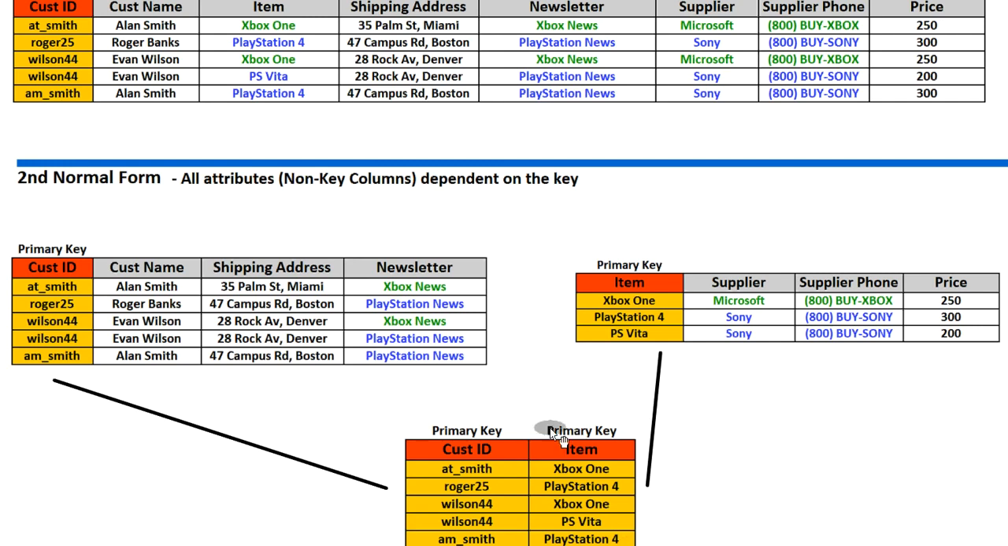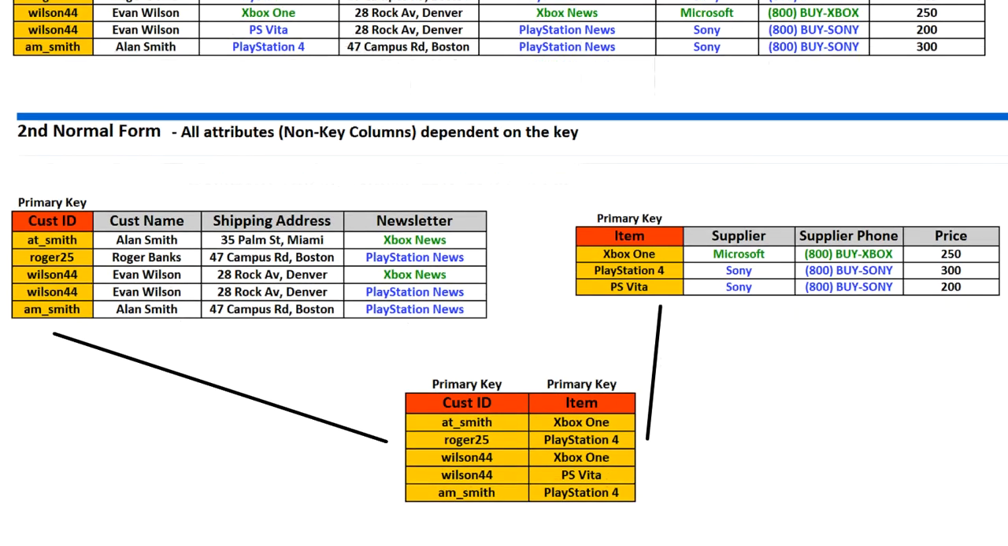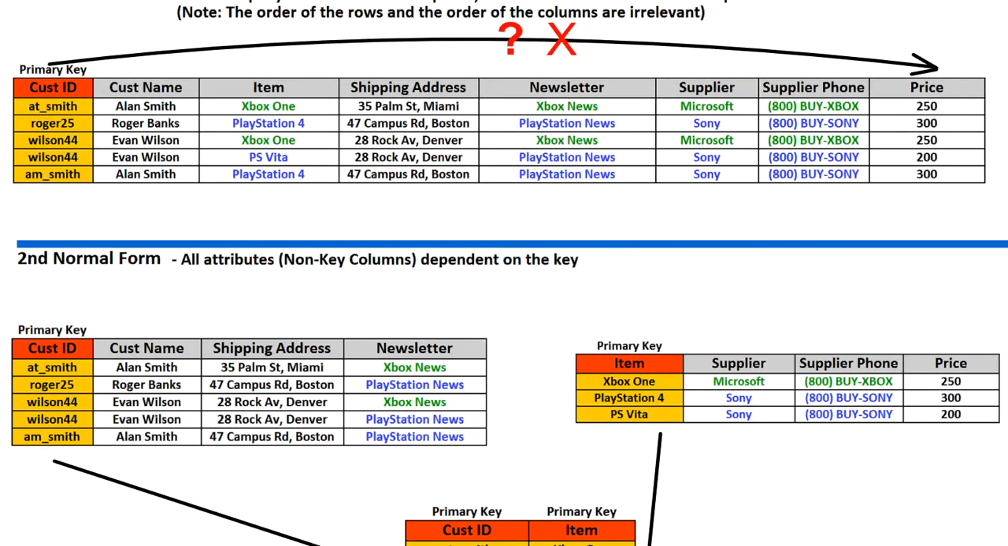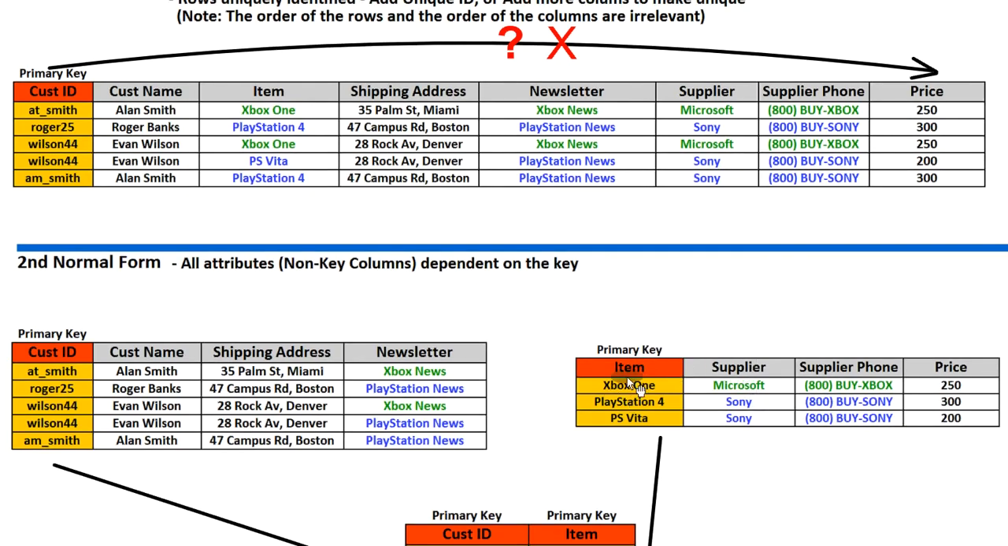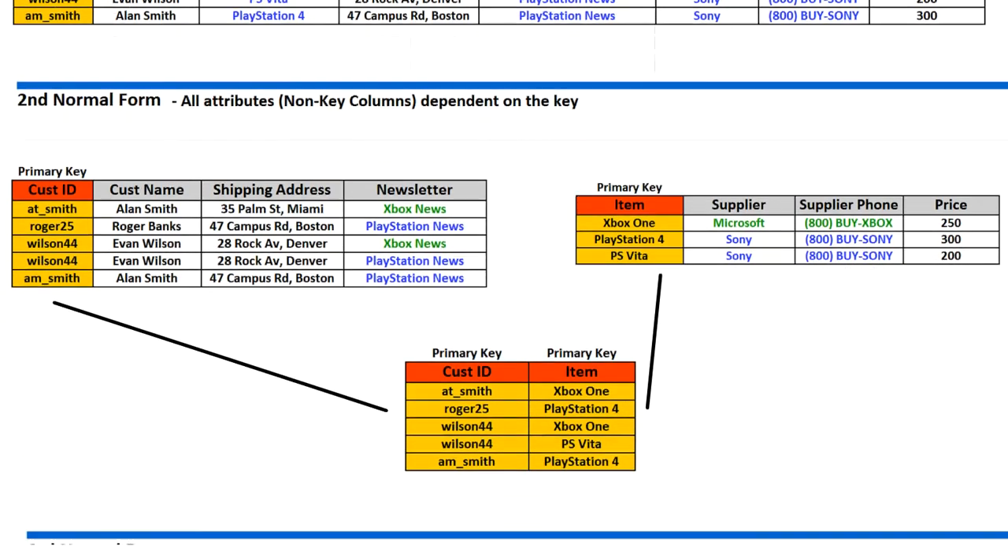So the transactions are here, and now this and this are lookup tables. So basically AM Smith bought an Xbox One. AT Smith, who is that guy? Well, his name is this, he lives here, and he's subscribed to this. What's Xbox One? Well, Xbox One is supplied by Microsoft. This is how you buy more of it if you run out, and this is the price. So this is now in second normal form because every attribute depends on the key. We separated them out. Great.